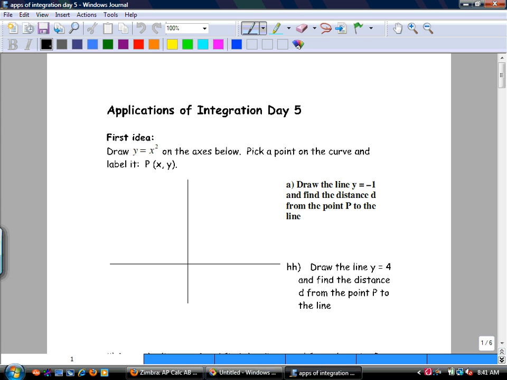Good try, though. Okay, draw y equals x squared on the axis below. Pick a point on the curve and label it P(x, y). Okay, let's do that. Draw the line y equals 1. Okay. And find the distance d from the point P to the line.